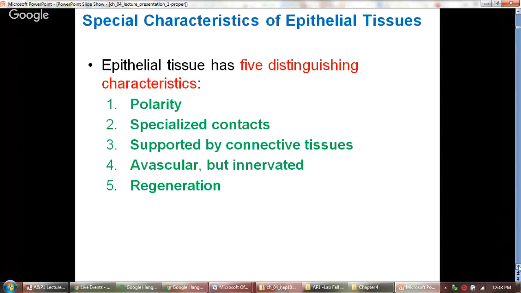How do we identify epithelia? By identifying their distinguishing characteristics. There are five major distinguishing characteristics, and these are common to all epithelia. There could be little variations, but almost all epithelia have these characteristic features. The first one is polarity, and the second is specialized contacts. It's supported by connective tissue. It's avascular, meaning there are no blood vessels, but it's innervated by nerve tissue, and it has regeneration ability.